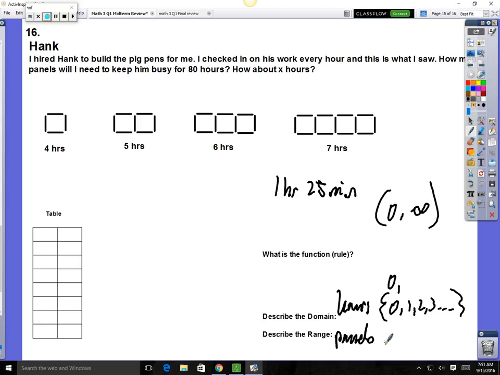You got to count by threes. So 0 was a negative 8 panels, but negative 8 panels really is not a thing. So for panels, maybe the smallest, you could have 1 panel, then you could have 4 panels, then 7 panels, 10 panels, dot dot dot, all the way to infinity.